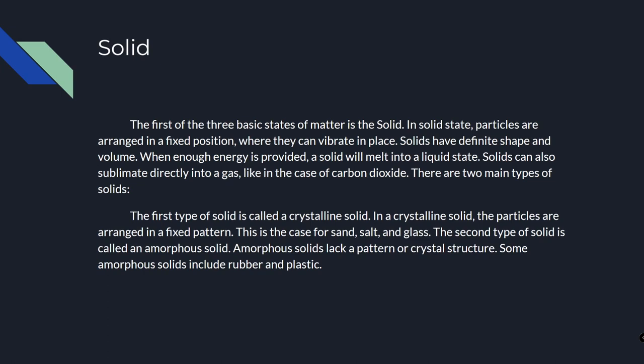Like in the case of carbon dioxide, there are two main types of solids. The first type of solid is called a crystalline solid. In a crystalline solid, the particles are arranged in a fixed pattern. This is the case for sand, salt, and glass. The second type of solid is called the amorphous solid. Amorphous solids lack a pattern or crystal structure. Some amorphous solids include rubber and plastic.